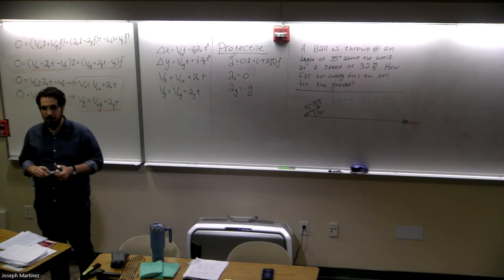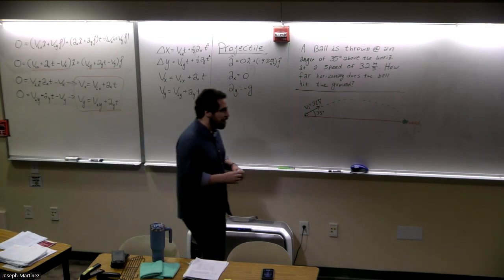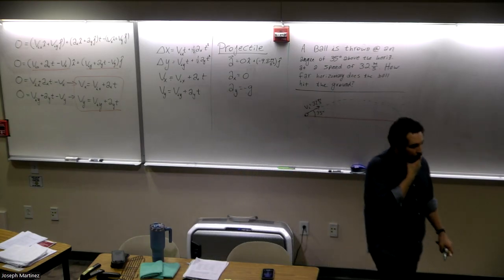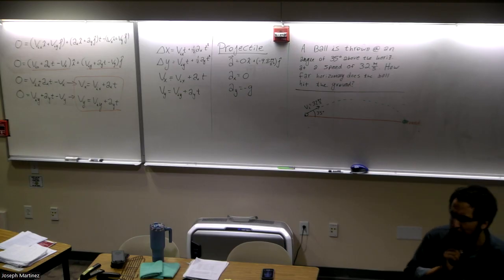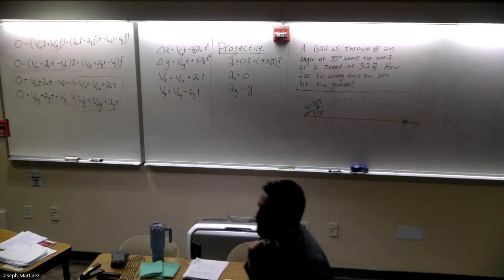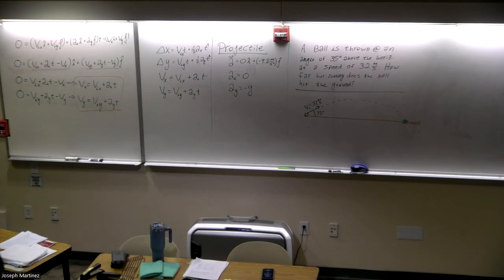Can we see this picture? Does it seem all right? Ball launched 32 meters per second, 35 degree angle. Now we look at this and we say, well, we have an object being launched at an angle. We probably want to break it up into horizontal and vertical components. So we panic because we haven't done this in a little bit. It's been a few weeks.